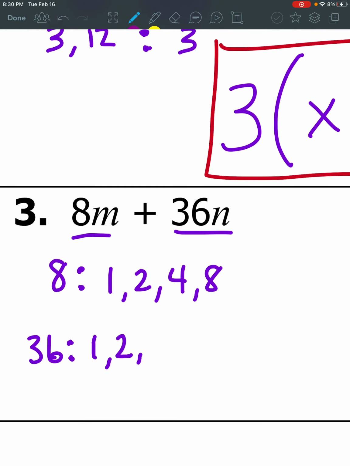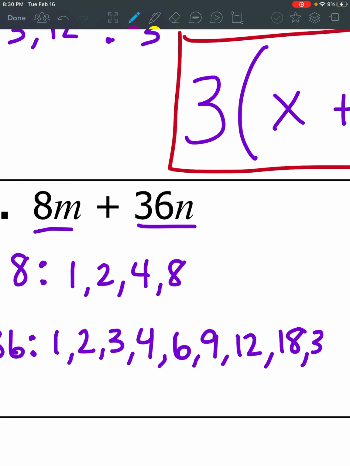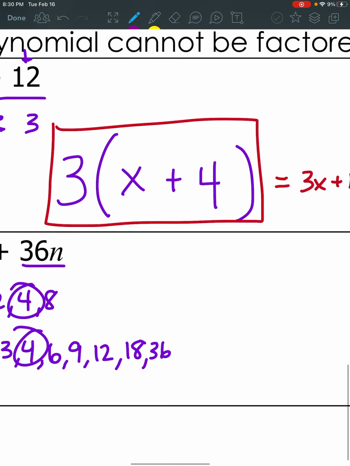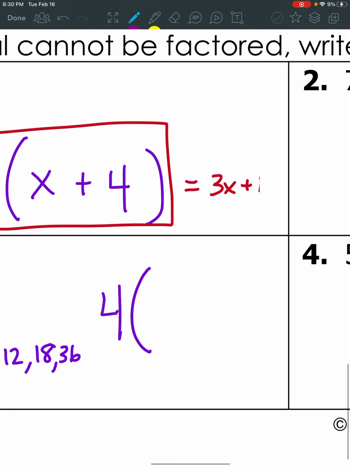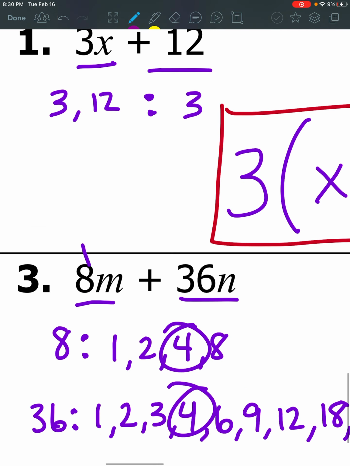So 1, 2, 3, 4, then 6, 9 times 4, sorry. 6 times 6 is 36, 9 times 4, kind of thinking backwards here, 12 times 3, 2 times 18, and 1 times 36. So this is a way just to find the greatest common factor, which would be 4. So we pull 4 out in front, and I immediately am going to write down the two ends of the parentheses. So now we divide 8m by 4.